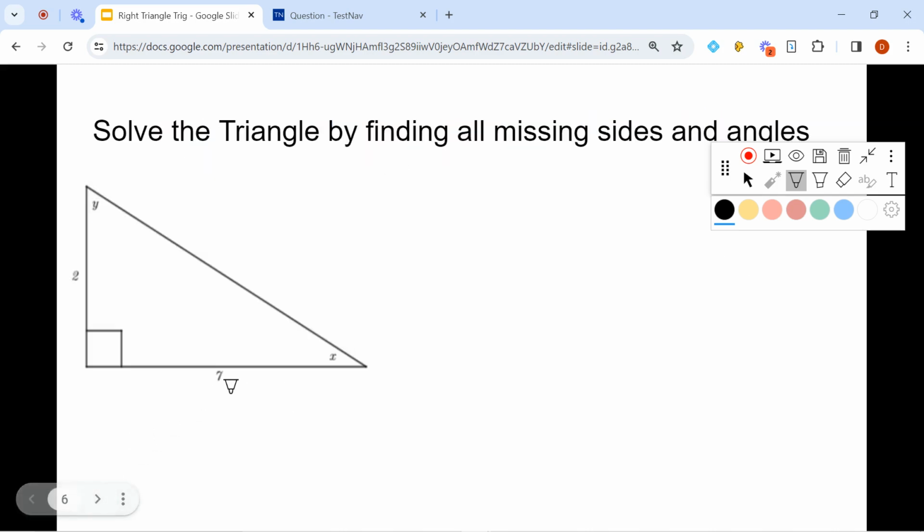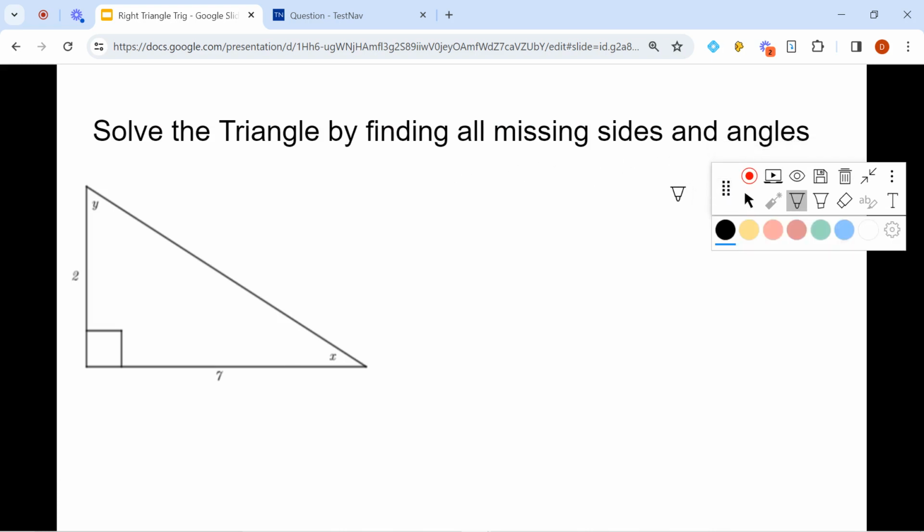All right? So let's try to solve this triangle by finding all the missing sides and the angles. There's a bunch of ways you can do this. You can use trig. We're going to have to use some trig. And there are other ways you can do it because you know things about triangles. So let's start by finding the angle X, just to find something.